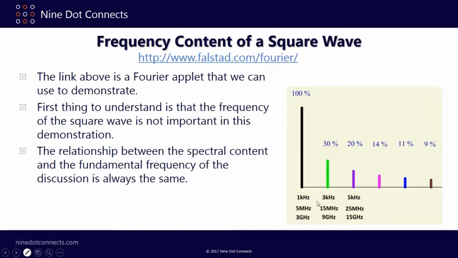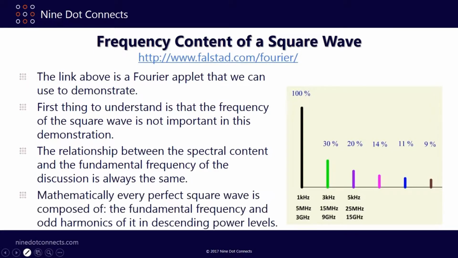So in other words, if my fundamental square wave is at 1 kilohertz, then I'm going to look at 3 kilohertz and 5 kilohertz. If my fundamental is 5 megahertz, then the third harmonic is 3 times the fundamental, and the fifth harmonic is 5 times the fundamental, and so forth and so on. It doesn't matter what the fundamental square wave is. The third harmonic is 3 times, and the fifth harmonic is 5 times. Mathematically, every perfect square wave is composed of this fundamental frequency and the odd harmonics of it in descending power levels.